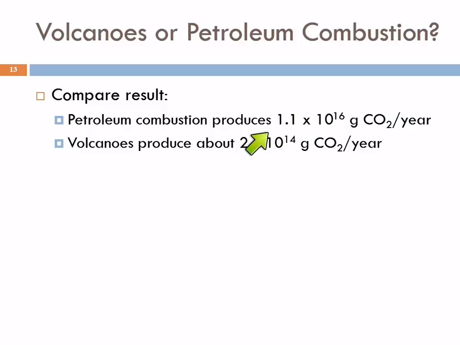So we've got the petroleum combustion, 1 times 10 to the 16th grams. Here I did it the other way. I went to grams instead of kilograms. Volcanoes, 2 times 10 to the 14th. So it is more.